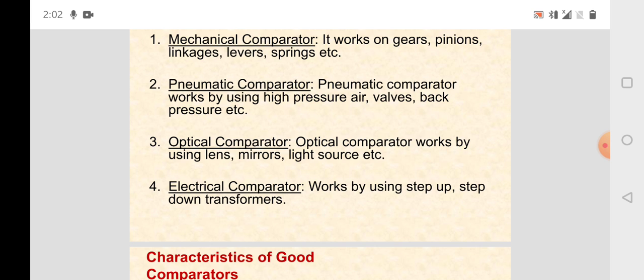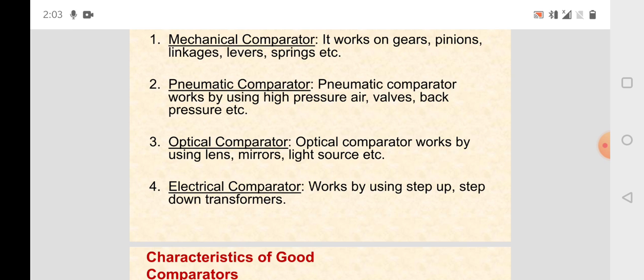It is sensitive to vibration, as the mechanism has more inertia. It may cause the instrument to be sensitive to vibration. Then the range of this instrument is limited, as the pointer moves over a fixed scale only.